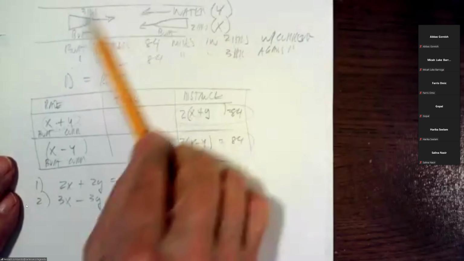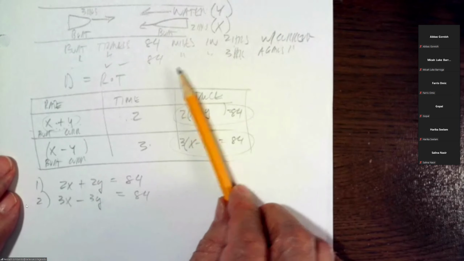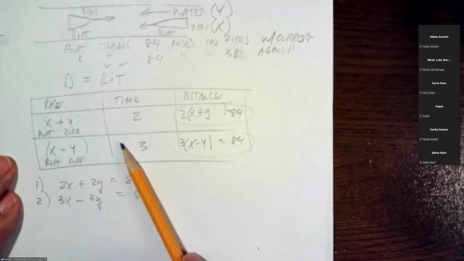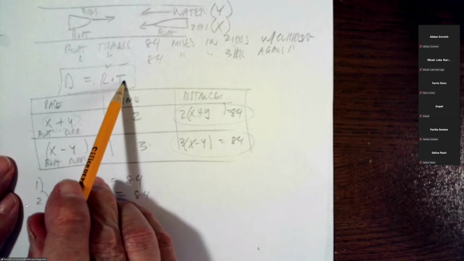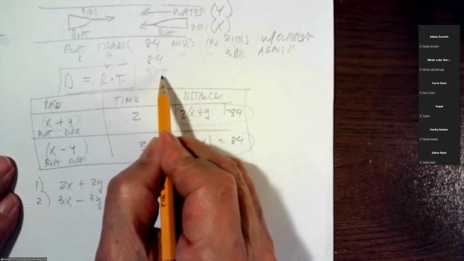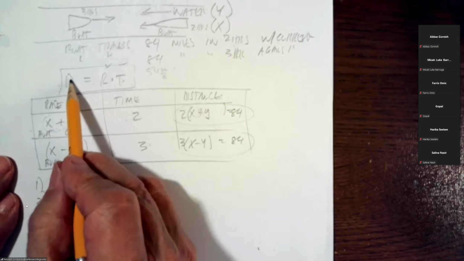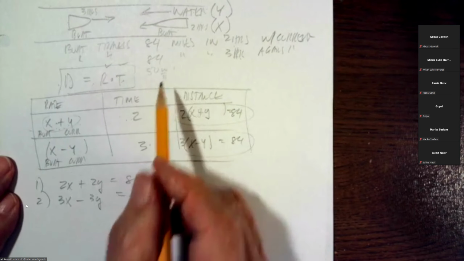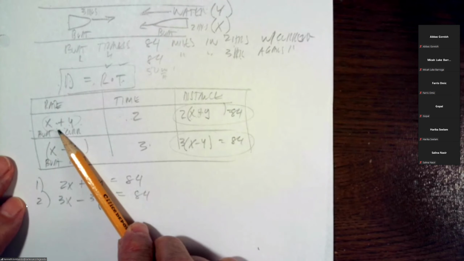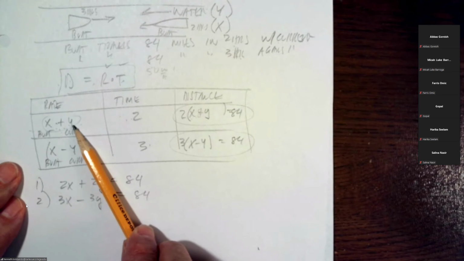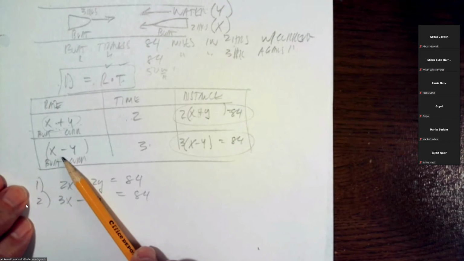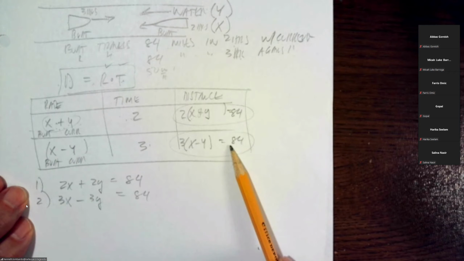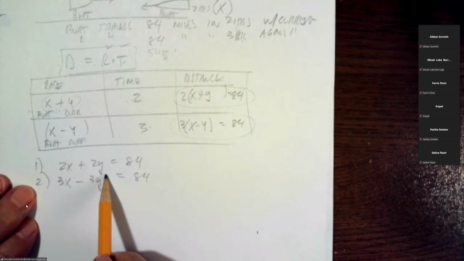So we're given the initial situation. From the initial situation, we develop a table using distance equals rate times time. If the rate is 50 miles per hour and we travel for 1 hour, we're going to go a distance of 50 miles, aren't we? So similarly, the rate of the water current and the boat, we don't know, but when they're added together, it takes us 2 hours to go this distance. And when they're subtracted, it takes 3 hours to go the same distance. So we end up with these two equations.